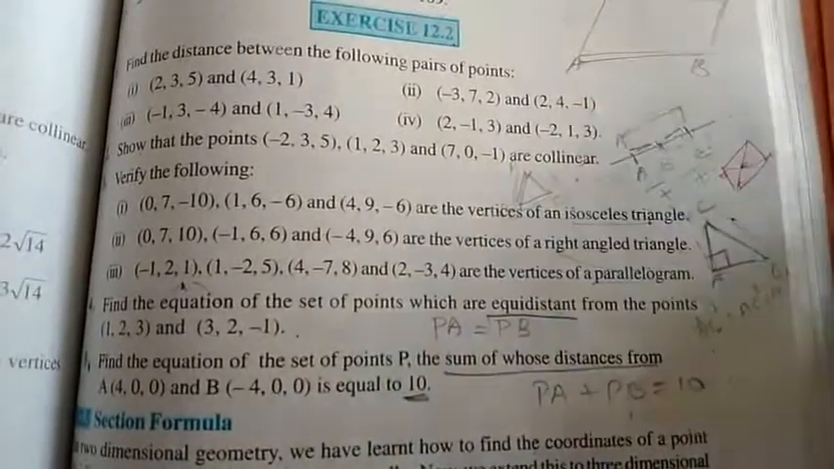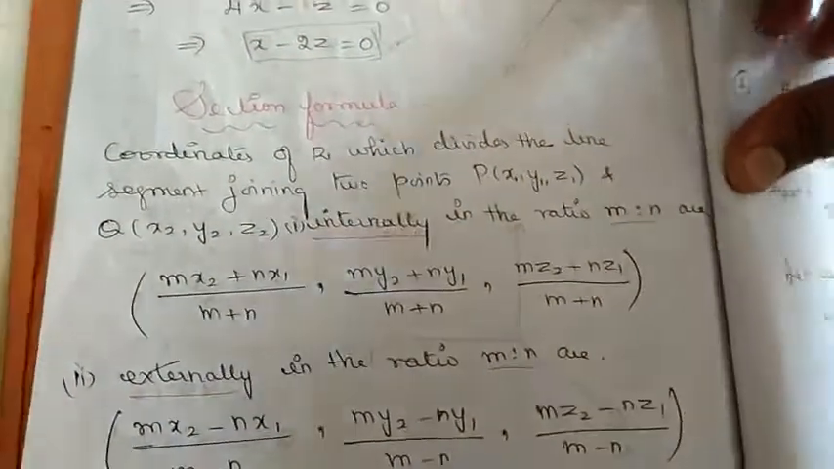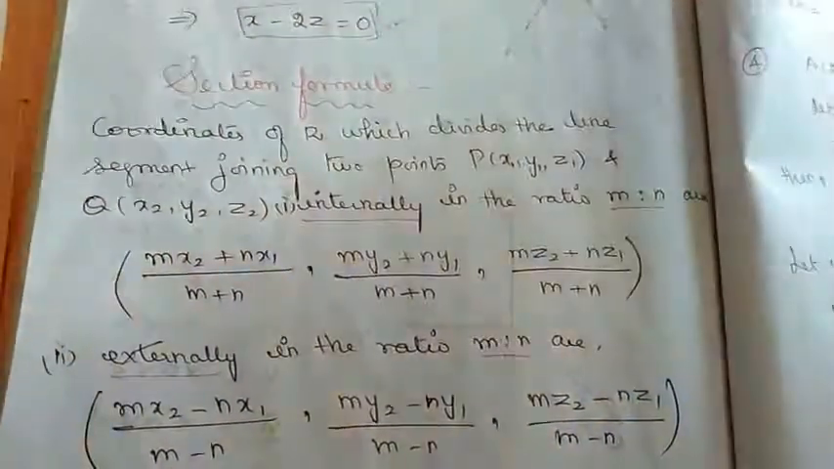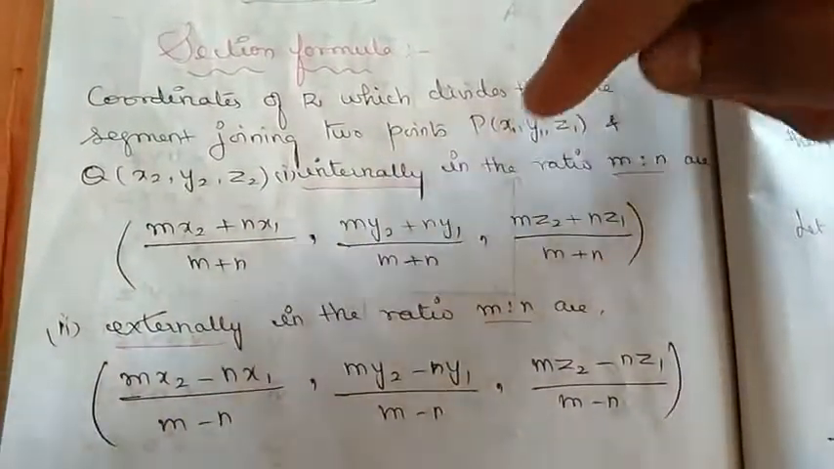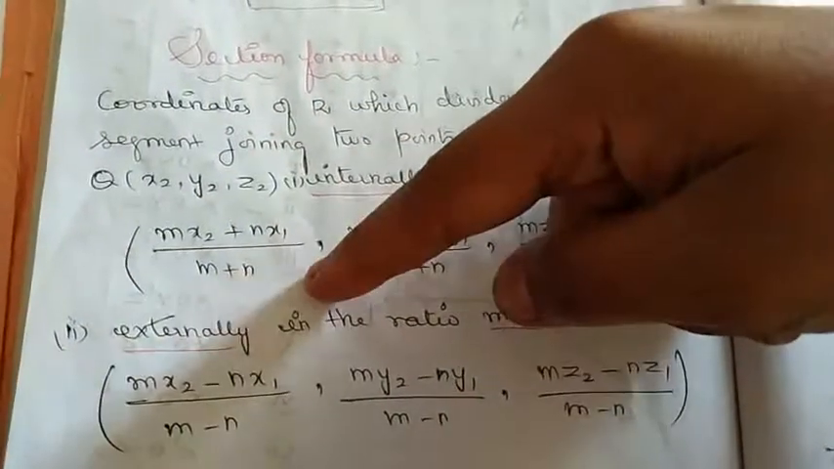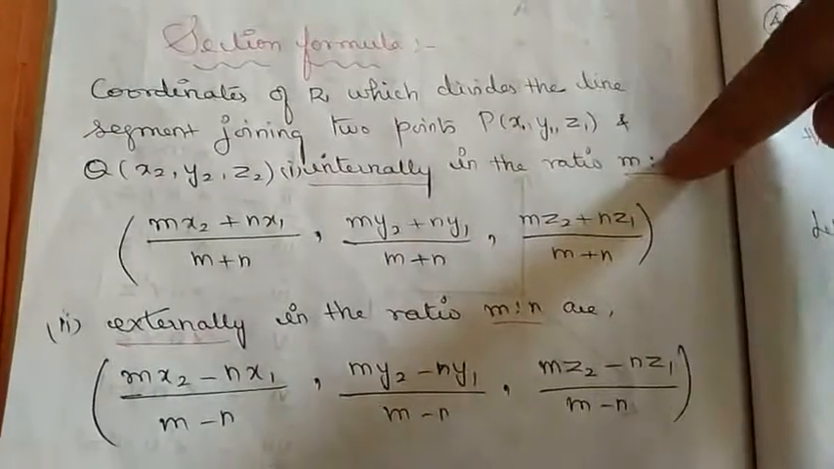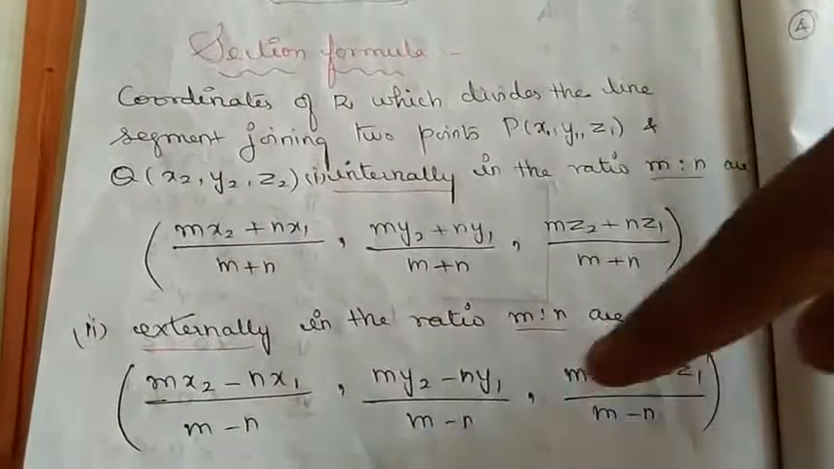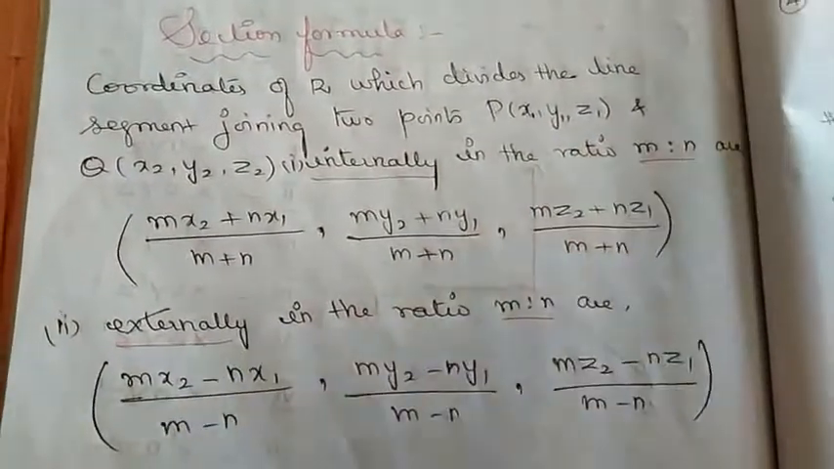Let us see what is section formula now. If a point divides a line segment joining 2 points, then how to find the coordinates of the dividing point? If it divides internally, then the formula is (mx2 plus nx1) divided by (m plus n), (my2 plus ny1) divided by (m plus n), (mz2 plus nz1) divided by (m plus n). If it divides externally, then you have to put minus, if the ratio is m is to n, right?